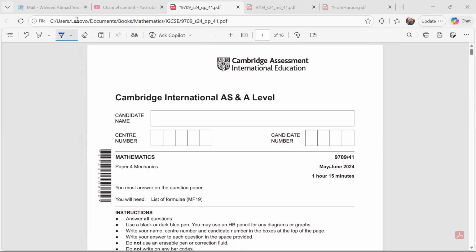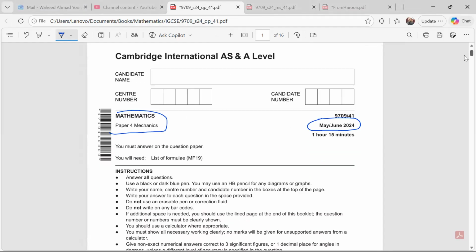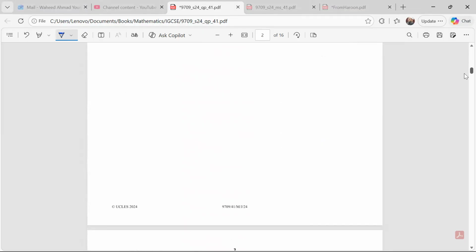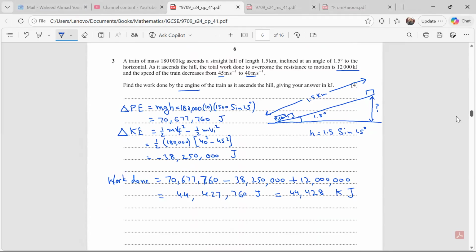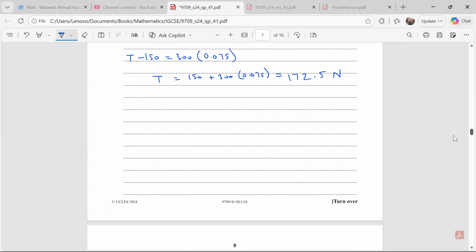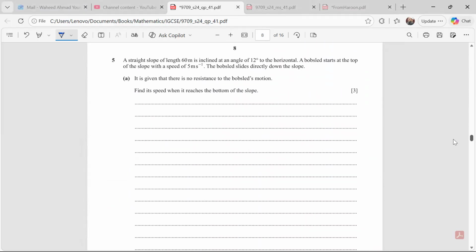We have been solving these past question papers. Right now I have this Mathematics Paper 4, Mechanics, May/June 2024. We have already solved 4 questions in this exam. You can check my previous videos for those solutions. Questions 1, 2, 3, and 4 we have already solved, so we will be doing question number 5 right now.